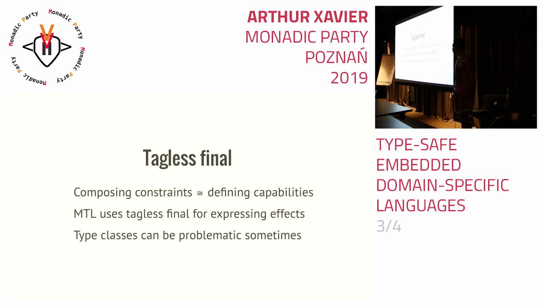As I've said, MTL uses tagless final for expressing effects, composition of effects. But the thing is that type classes can be problematic sometimes, especially when they get too complex with multi-param type classes and functional dependencies, and type inference can get a little buggy because of that. But it is nevertheless a very good tool, and it partially solves the expression problem really well.